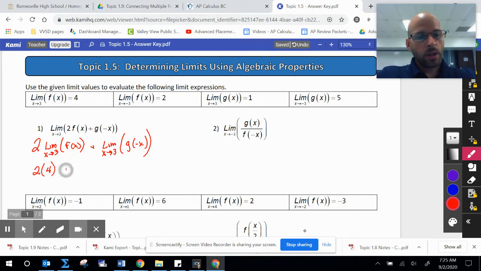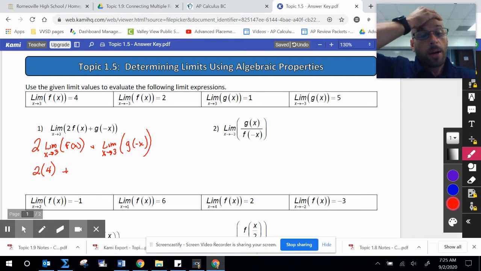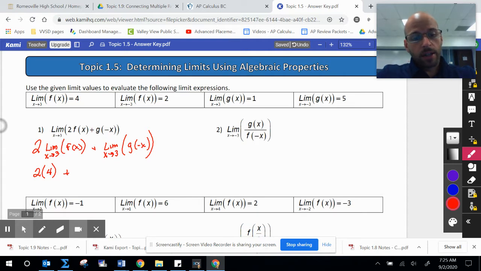So if I do this, 2 times the limit as x approaches 3 of f of x from the table above is 4. And then if I take the limit as x approaches 3 of this, if I do a direct substitution, I'm going to get g of negative 3, which in this case would get closer and closer to the value of 5. So if I did 8 plus 5, I get 13 to be my answer.